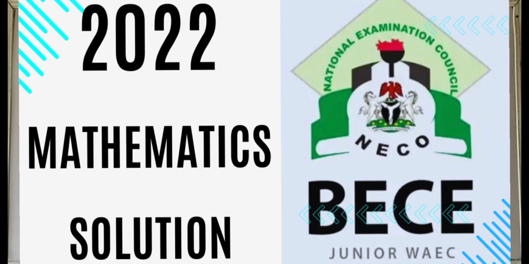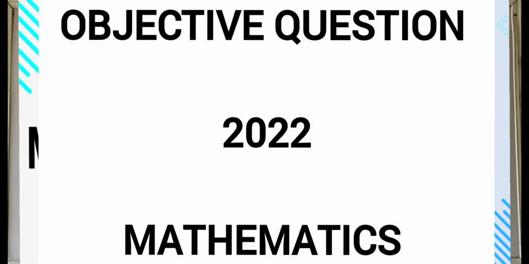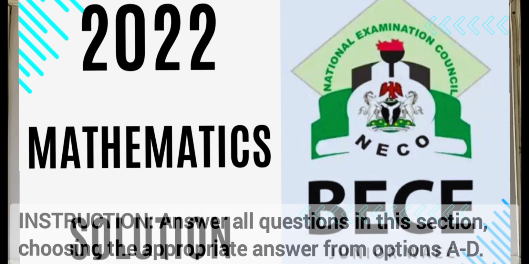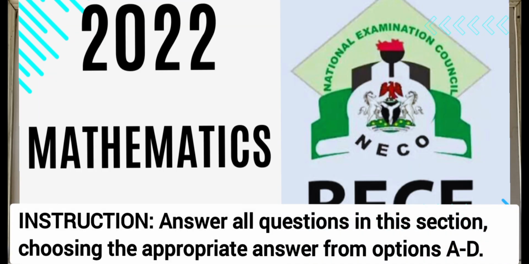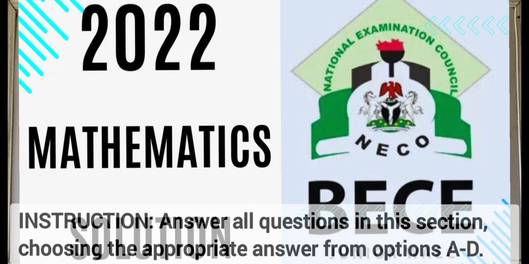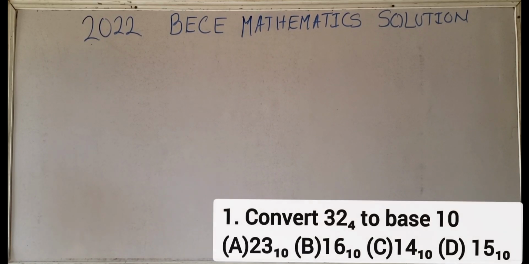In this class, I'm going to provide solutions to the 2022 Basic Education Certificate Examination Mathematics paper, okay? So let's start with the first question. We are asked to convert 32 base 4 to base 10.